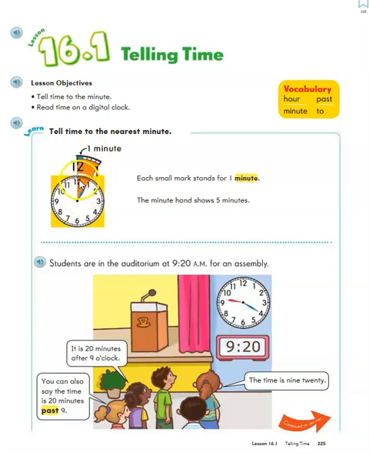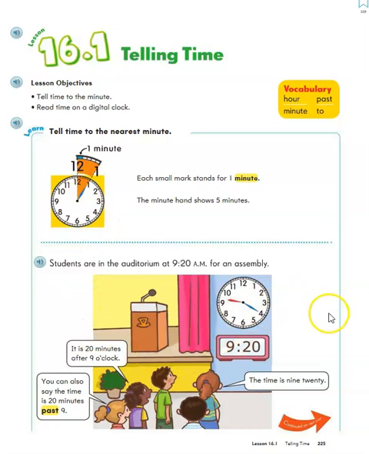So notice there are also little tiny lines in between each number, and each of those little lines stands for 1 minute. So notice here, this little section, if the minute hand was right here, that would be 1 minute, and then 2 minutes, 3 minutes, 4 minutes, and then we'd be over here on the 1 at 5 minutes.